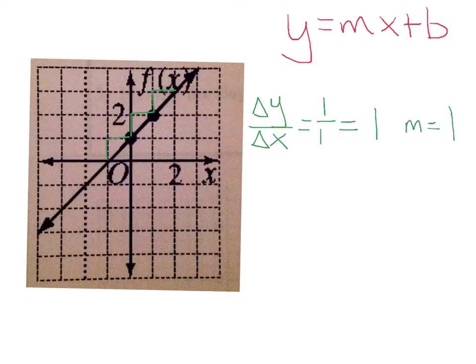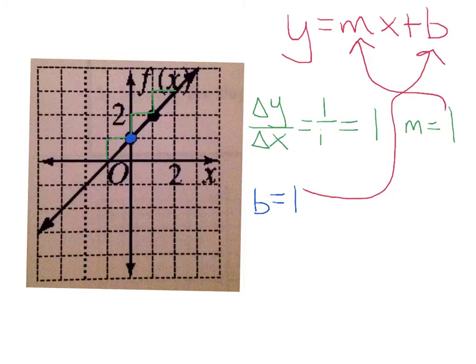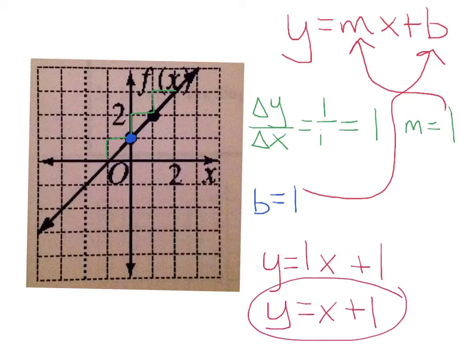And then now let's find the y-intercept. Where does it cross the y-axis? It crosses at 1. So if we rewrite our equation, we're just plugging in 1 for m and 1 for b. So my equation is y equals 1x plus 1. And you don't actually need to write the 1 in front of x. We could just write it as y equals x plus 1. So there is my linear equation from the graph at the left.